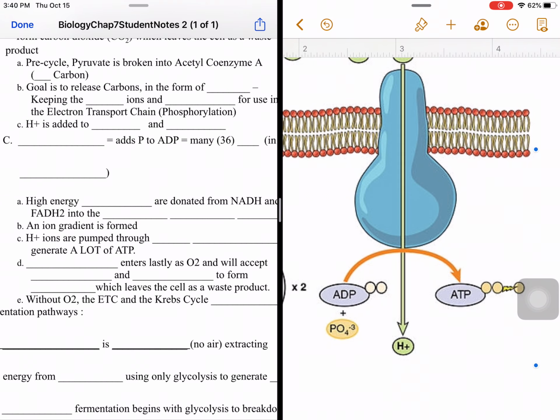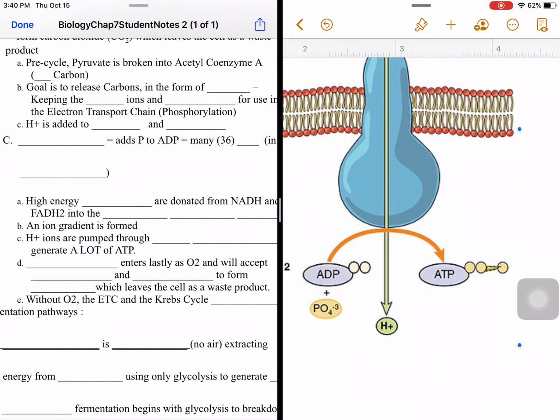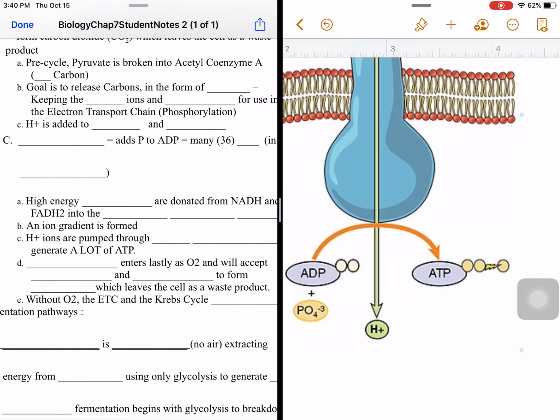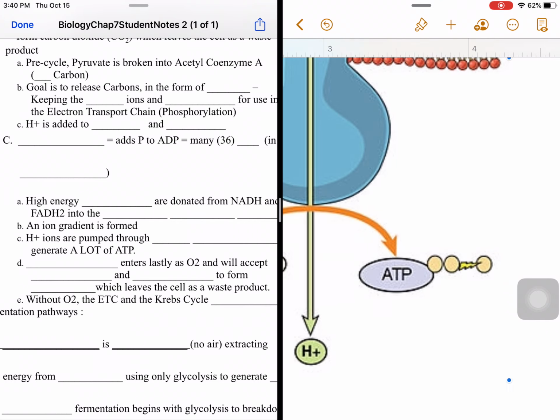And as it comes through, phosphorylation occurs. So a phosphate group is going to be added to ADP, and it's going to create ATP. And that little lightning bolt there represents that energy that's being stored in that final bond.